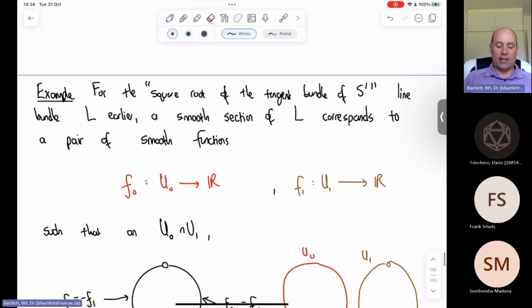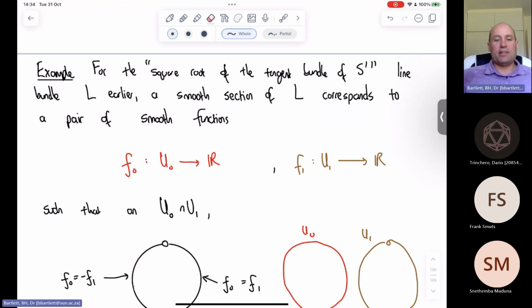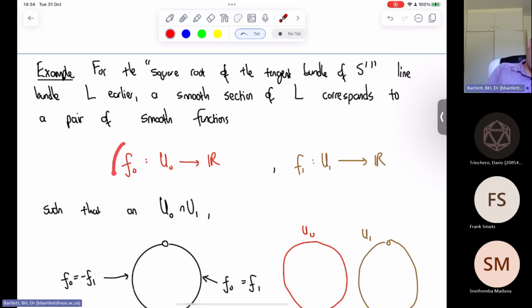Let's take this analysis and apply it to the square root of the tangent bundle thing that we spoke about earlier. So what does a smooth section of that line bundle correspond to? That is actually a real line bundle. That's fine. So according to this analysis, a section of that bundle would correspond to a pair of functions into the reals, one defined on U0 and one defined on U1. So it's not a function from S1 into R, rather it's a pair of functions defined on U0 and on U1.